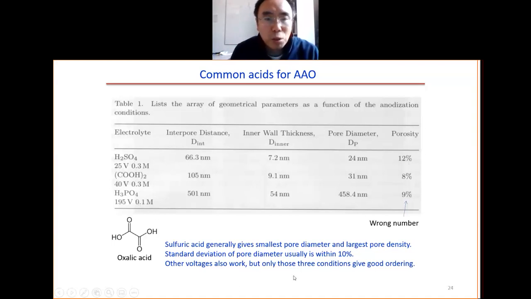Other voltages and other conditions will also work, but those conditions give you good ordering. So this is the inter-pore distance, the pore diameter, and the pore thickness. Some of the numbers here are not so right, but don't worry about that. The main thing is that the inter-pore distance depends on the voltage.